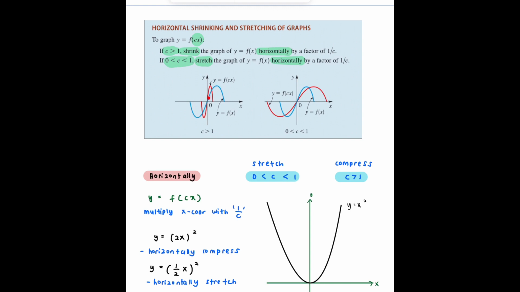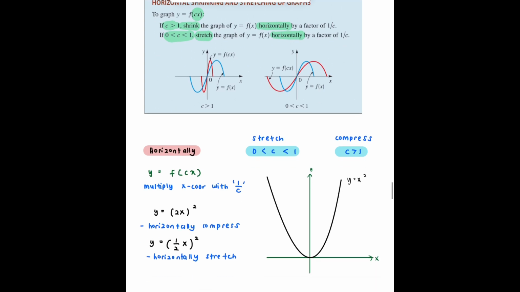So imagine that this is your original graph. If your C is more than 1, compress horizontally. Bayangkan you mampatkan your x-axis. So this is your new graph. Then if your C is between 0 and 1, you stretch your x-axis. So the red color is the new graph. Okay, look at the example. C between 0 and 1 is horizontal stretch. C more than 1 is horizontal compress.